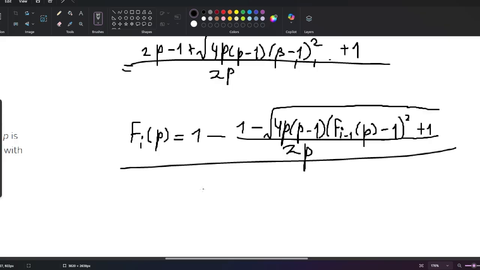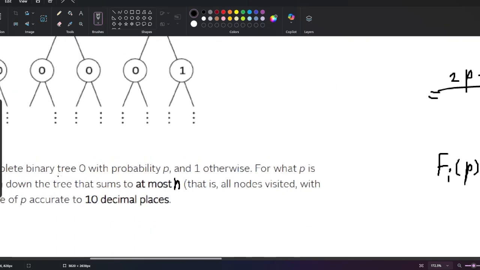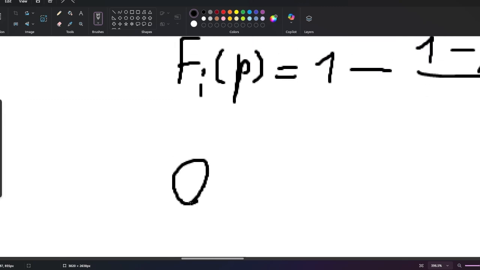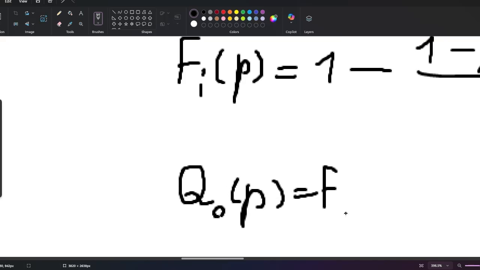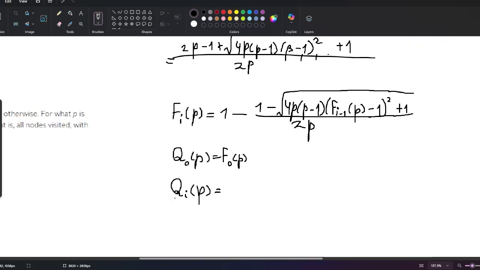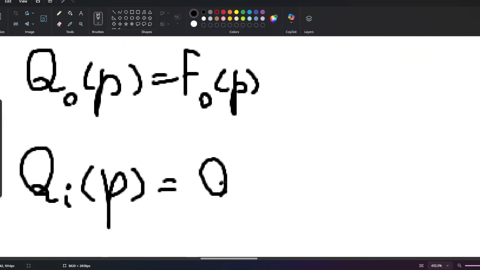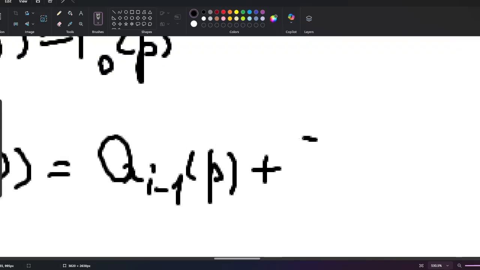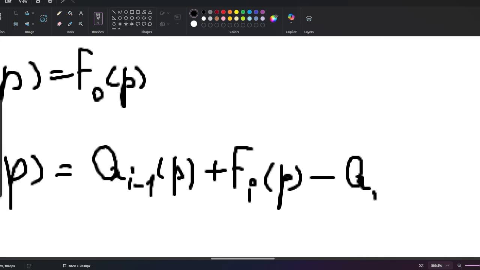Alright, very nice. So how do we go about finding the at most part now? Because we have gotten the specific part, what we can do is define q. Let's say q0 of p is just f0 of p. Now as for qi of p, we can say that it's going to be the probability of qi minus 1 of p or fi of p. So qi minus 1 of p plus fi of p minus the probability of them happening at the same time.